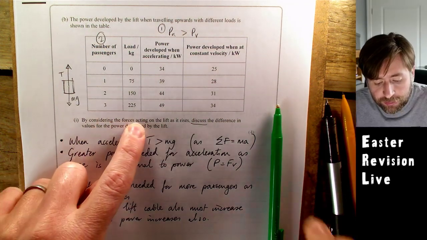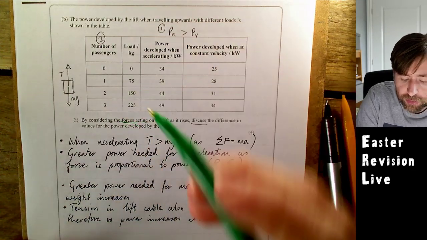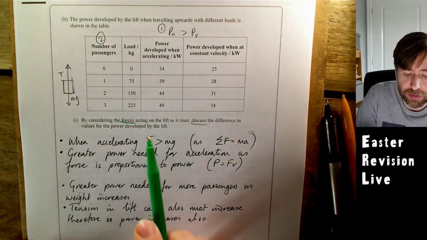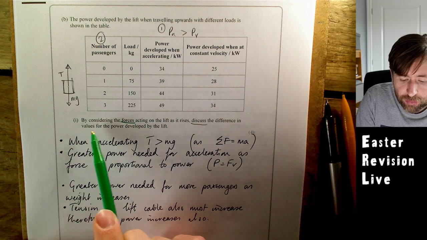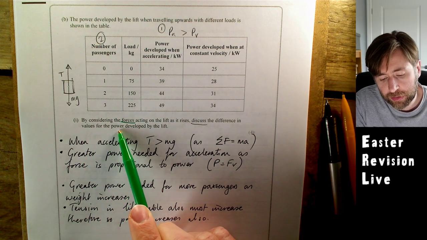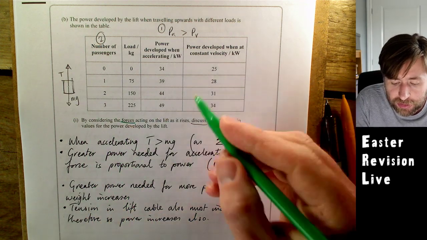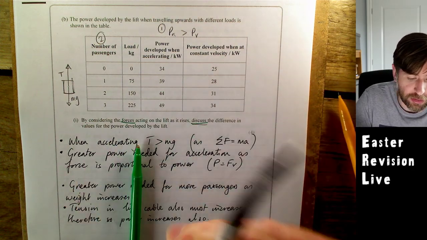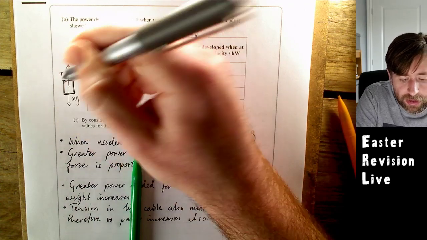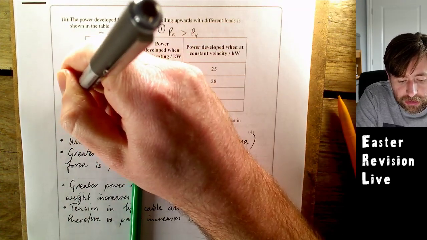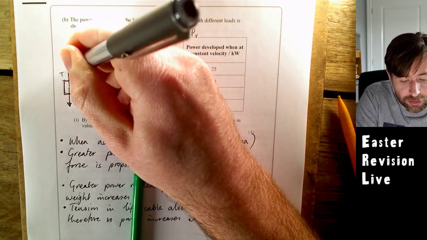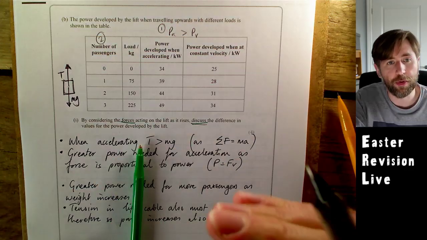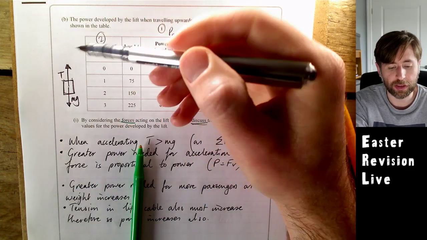By considering the forces acting on the lift. That's the first thing we're going to do, is discuss the difference in the values for the power developed by the lift. So there's always that way of thinking around things. When it says discuss, you're making comparisons basically. So the first thing I've done is considered the forces. If I've got a lift, then there's two forces acting on it, its weight and a tension, or the power, the force from the motor, if you like, pulling it upwards.